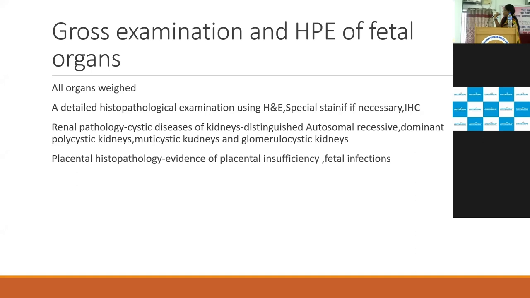All organs should be weighed and documented, using HPE with hematoxylin eosin stain, special stain if necessary, and even immunohistochemistry if needed. Renal pathology is very useful when we suspect renal disease, to differentiate between the various cystic diseases. Some are autosomal recessive, autosomal dominant adult polycystic kidneys, multicystic kidneys, glomerulocystic kidneys. The confirmation can be obtained from renal pathology study. Placental histopathology should also be looked into for evidence of placental insufficiency and fetal infection.